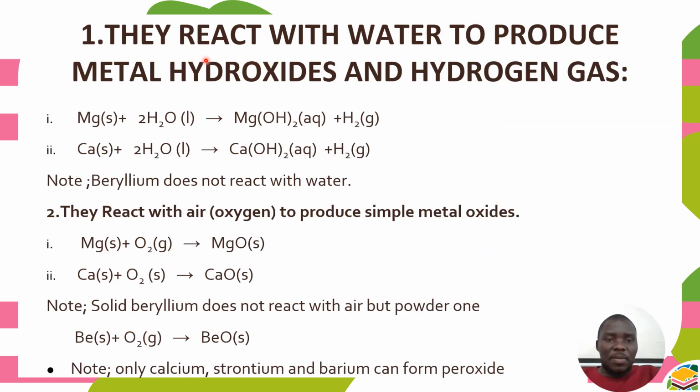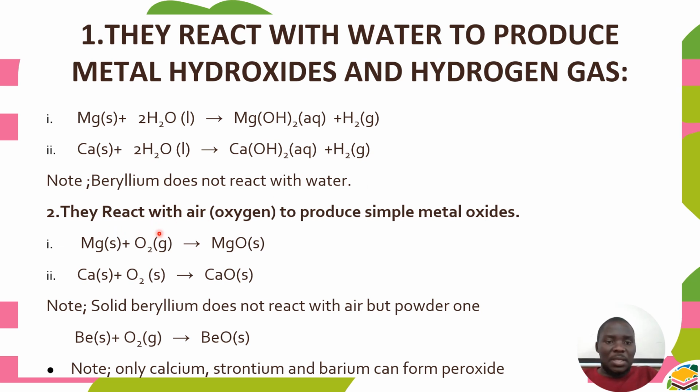The first chemical property: they react with water to produce metal hydroxide as well as hydrogen gas, similar to what we discussed. So here, magnesium is reacting with water to form magnesium hydroxide plus hydrogen gas. Here we have calcium reacting with water to produce calcium hydroxide and hydrogen gas. But note, beryllium will not react here, because it is unable to form a cation. Remember, we have already stipulated that it has a strong nuclear charge which holds the valence electron strongly, so it cannot be easily released during chemical reaction.